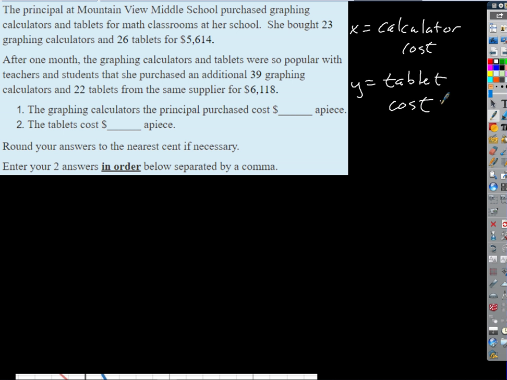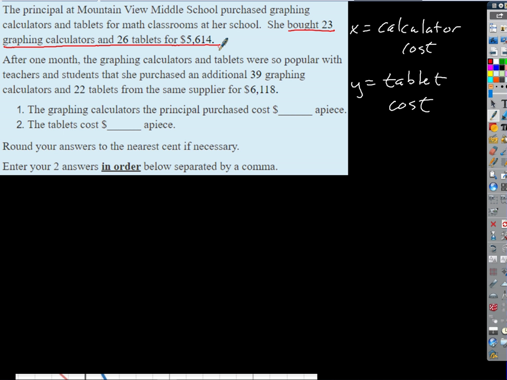Okay? How many unknowns do we have? Two. So how many equations do we need in our system then? At least two, right? So somehow we've got to come up with at least two equations. Well, let's look where we've got some information about calculators and tablets. Here's this first paragraph. The principal bought 23 graphing calculators and 26 tablets for $56.14.